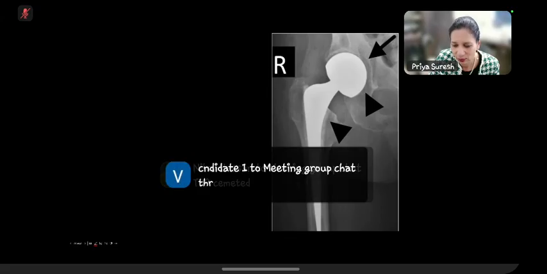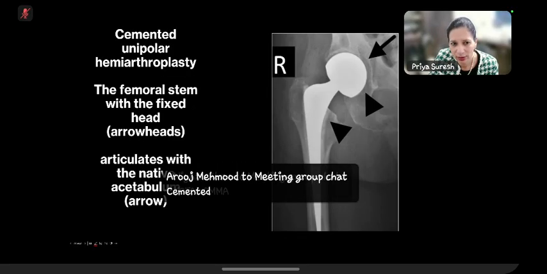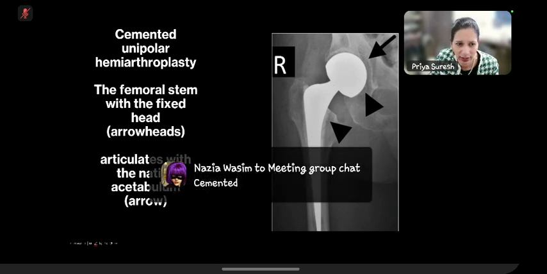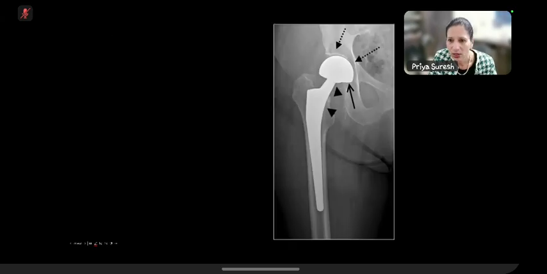I can't see the chat, but the answer for this will be cemented, unipolar, hemiarthroplasty. Why hemiarthroplasty? Because that is the native acetabulum. Okay, that's just the femoral head. And then you can see the stem is fixed. That's the arrowheads that's showing, and it articulates with the acetabulum. So that's the hemi. Okay, and it's unipolar. So this is all one unit.